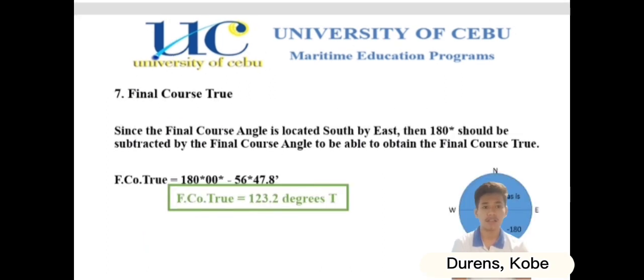And the next is the final course true. So in the final course true, since the final course angle is located south by west, then the final course angle should be subtracted from 180 degrees to obtain the final course true. So the formula is 180 minus the final course angle. So final course true is equal to 180 degrees minus 56 degrees 47.8 minutes, which is equal to 123.2 degrees true. So that is our final course true.